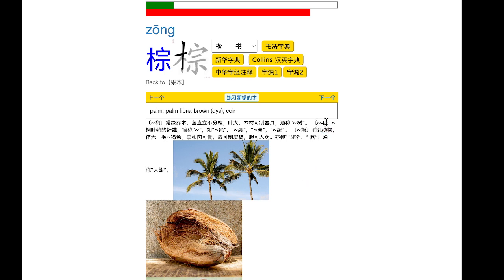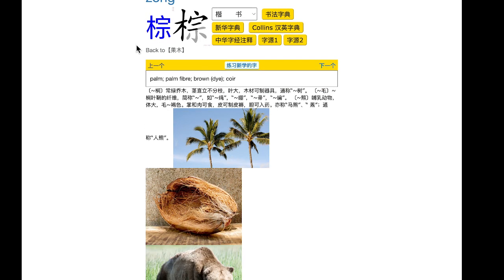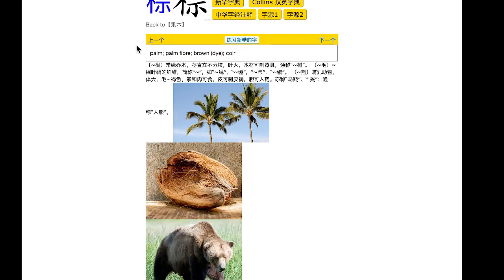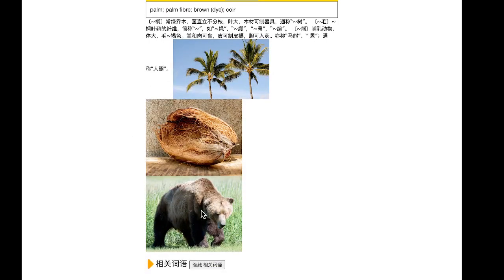You would call it zong mao, which is referring to hair or hide, if you'll recall. Zong mao is this stuff, which is also called coir. And zong is also a word for brown, the color, or brown dye. And in that sense, we use it to refer to brown bears. Brown bears are called zongxiong. The brown bear.